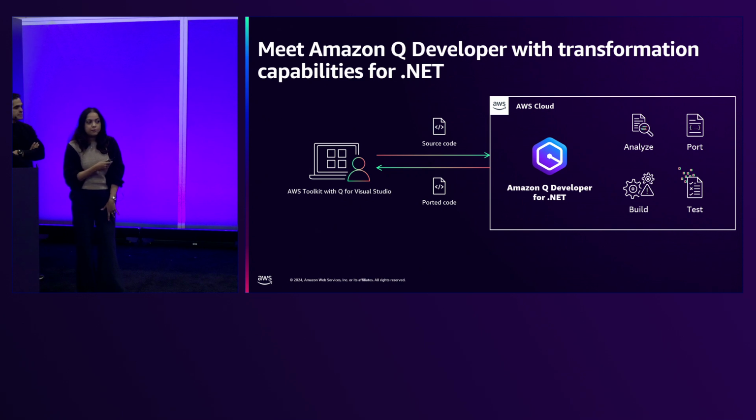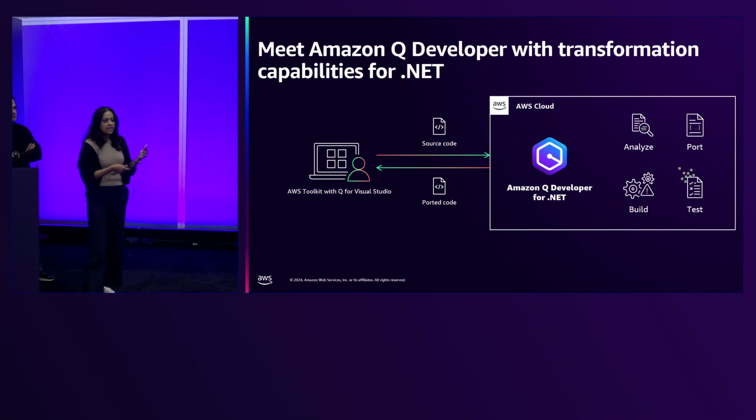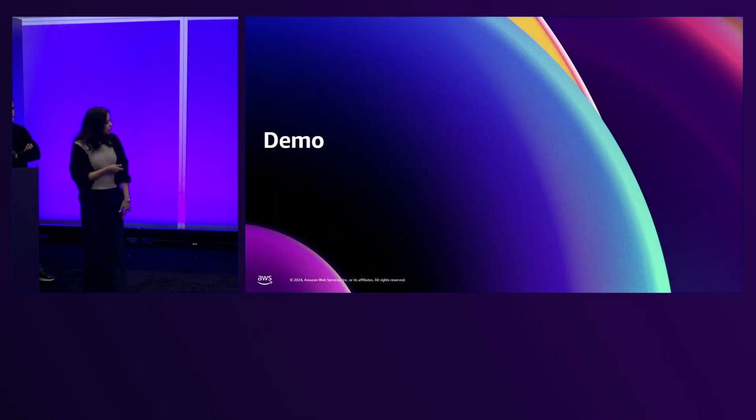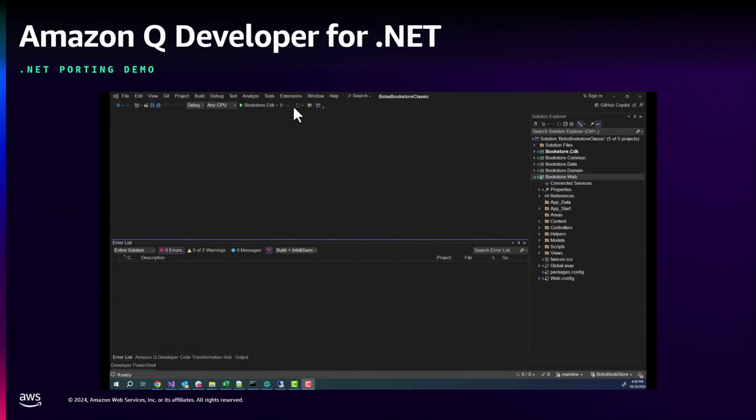Once the porting is successfully completed, Q will give you the code changes that it has made in the project. As a developer, you will be able to review these changes and accept the code. So basically, within one click, developers can accept the code changes and port their application from .NET Framework to .NET. With that, let's see a demo of how this works.